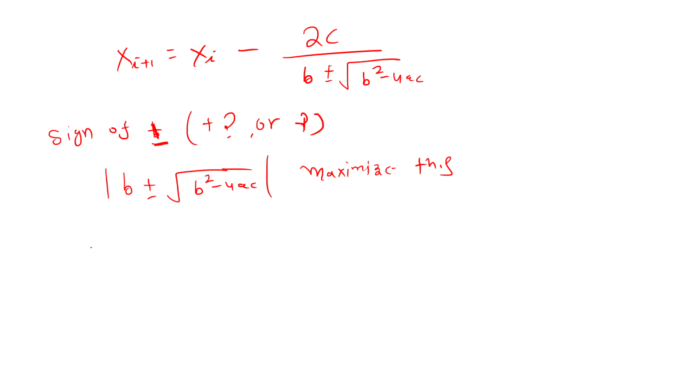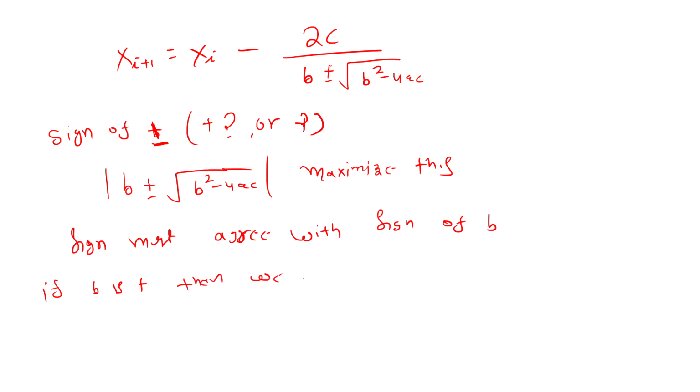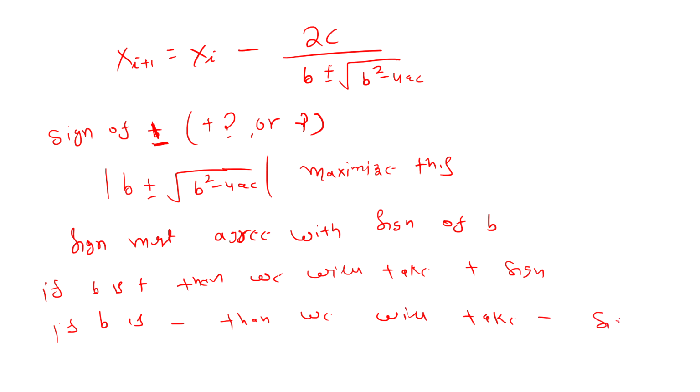That means the sign must agree with the sign of b. So suppose if b is positive, then we will take plus sign, and if b is negative, then we will take minus sign. So the point is that we want to maximize this denominator so that our root is very close to this xi. So that is the idea.